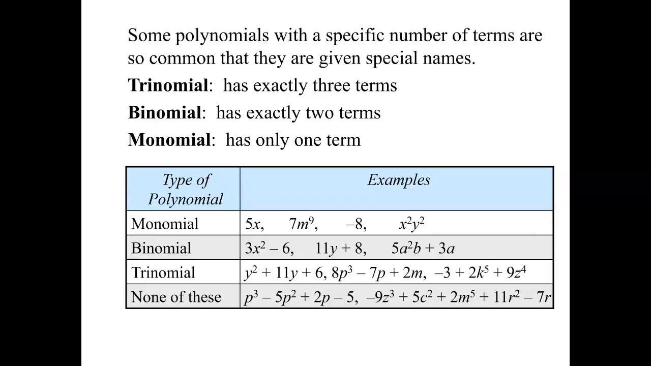And then special names for polynomials: monomial, binomial, trinomial. Monomial means we have one term. Binomial means we have 2 terms. Trinomial means we have 3 terms. And then anything above that, we don't really have a special name for, because these special names are for things that we use a lot. Once we get above 3 terms, it's just a 4-term polynomial or 5-term polynomial. Most of the time we're dealing with binomials and trinomials and then occasionally monomials.